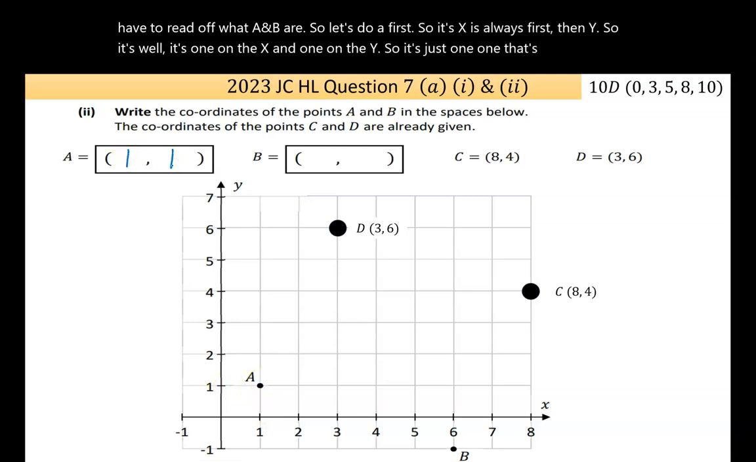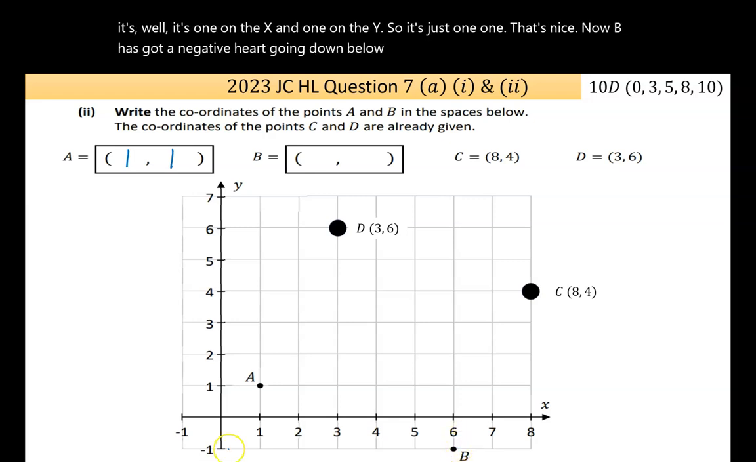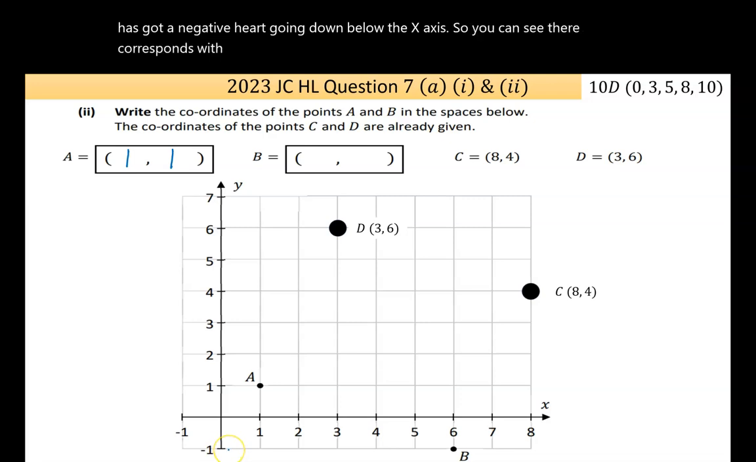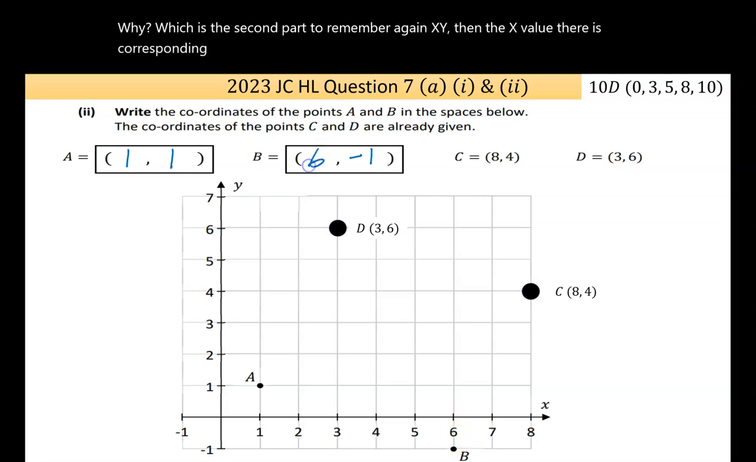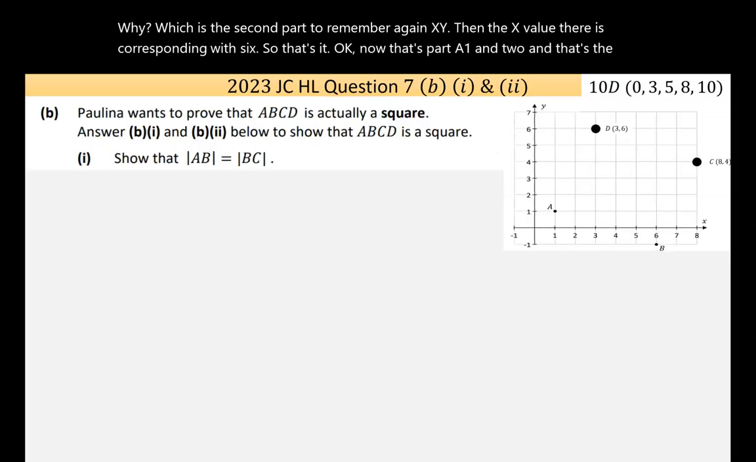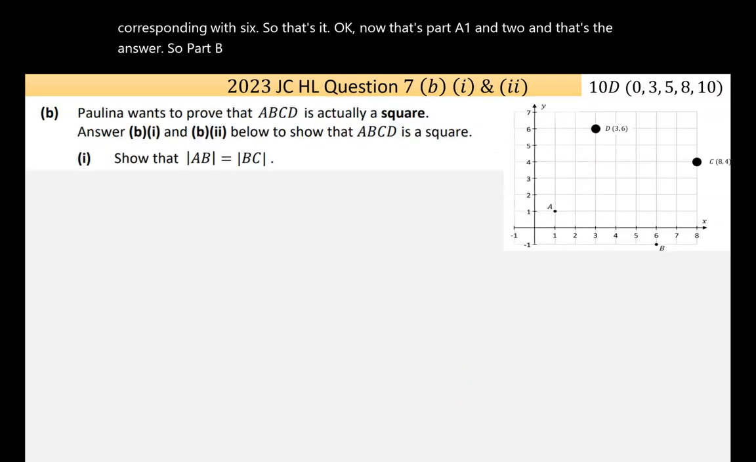That's nice. Now B has got a negative part. It's going down below the x-axis. So you can see there it corresponds with -1, but that's on the y, which is the second part. So you remember again, x, y. Then the x value there is corresponding with 6. So that's it. Okay. Now that's part A, 1 and 2. And that's the answer.